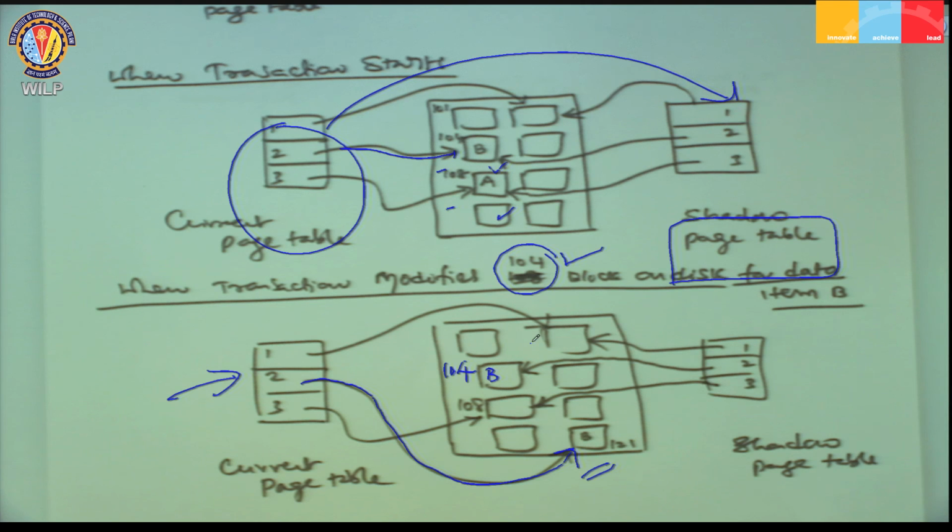Let us assume that after this modification there is a system crash. Now when it is time to revert back to the previous values of the data items, I will discard the current page and revert back to the shadow page. Since the shadow page is still pointing to the older data blocks, which still contain the older values, I can always take the database to the previous consistent state. That shadow page will become the current page, and then I will restart the transaction.